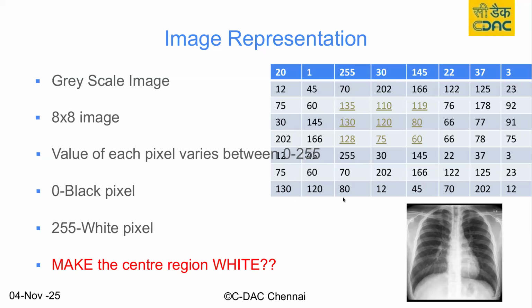Each element in the matrix, if it is a grayscale image or black and white image, in layman's words I can say it is a black and white image. For a grayscale image, each pixel in this 8 by 8 matrix will have a value between 0 and 255.